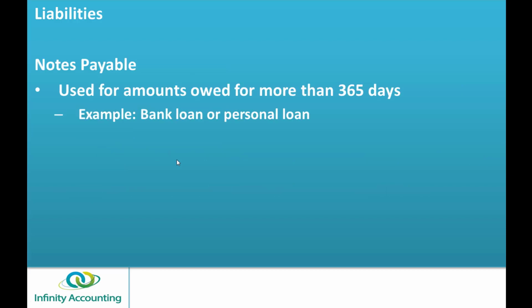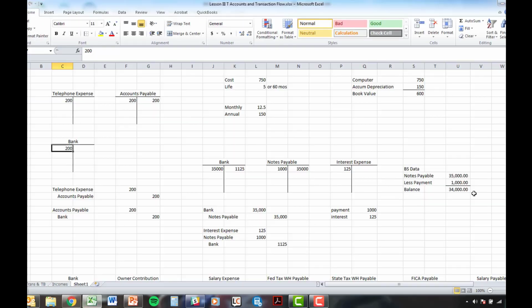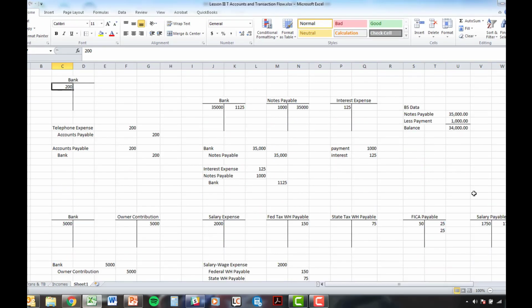Notes payable is another liability to discuss. Notes payable, as contrasted to accounts payable, is for debts owed for more than 365 days. For example, a bank loan or a personal loan. Let's say you're starting up your business, you have pretty good credit, the bank likes what they're seeing, and they give you a loan. The bank says, okay, we're going to give you a loan for $35,000.